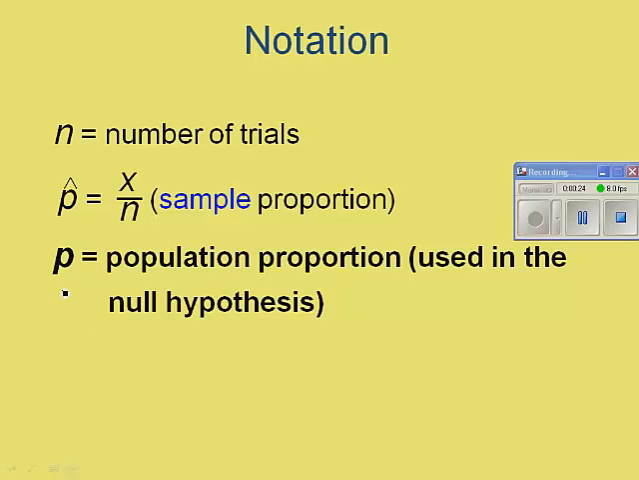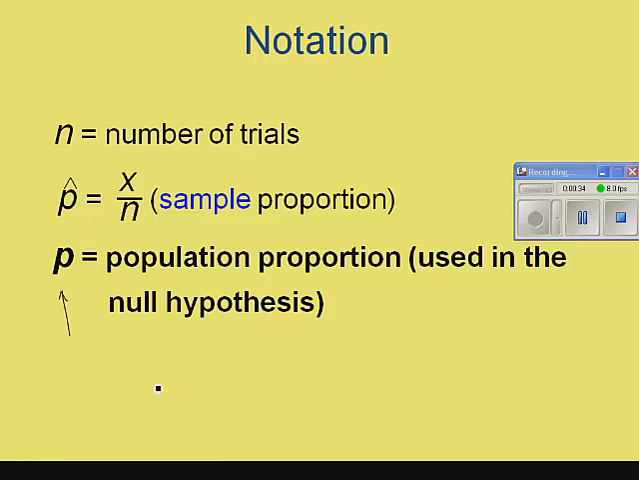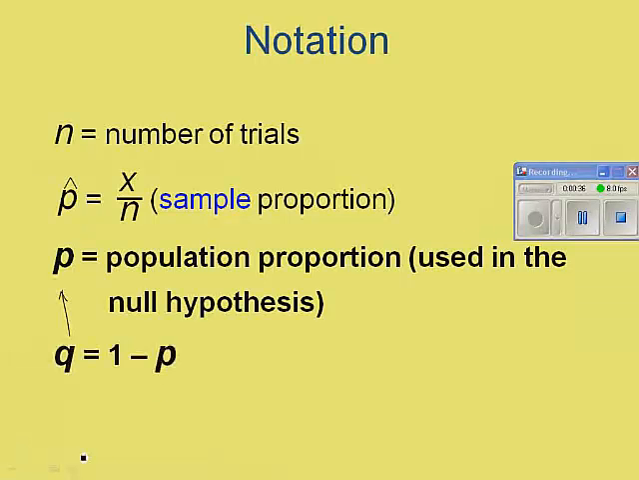We're going after P, right? The population proportion. What I have is P hat. Q is 1 minus P. We know that.